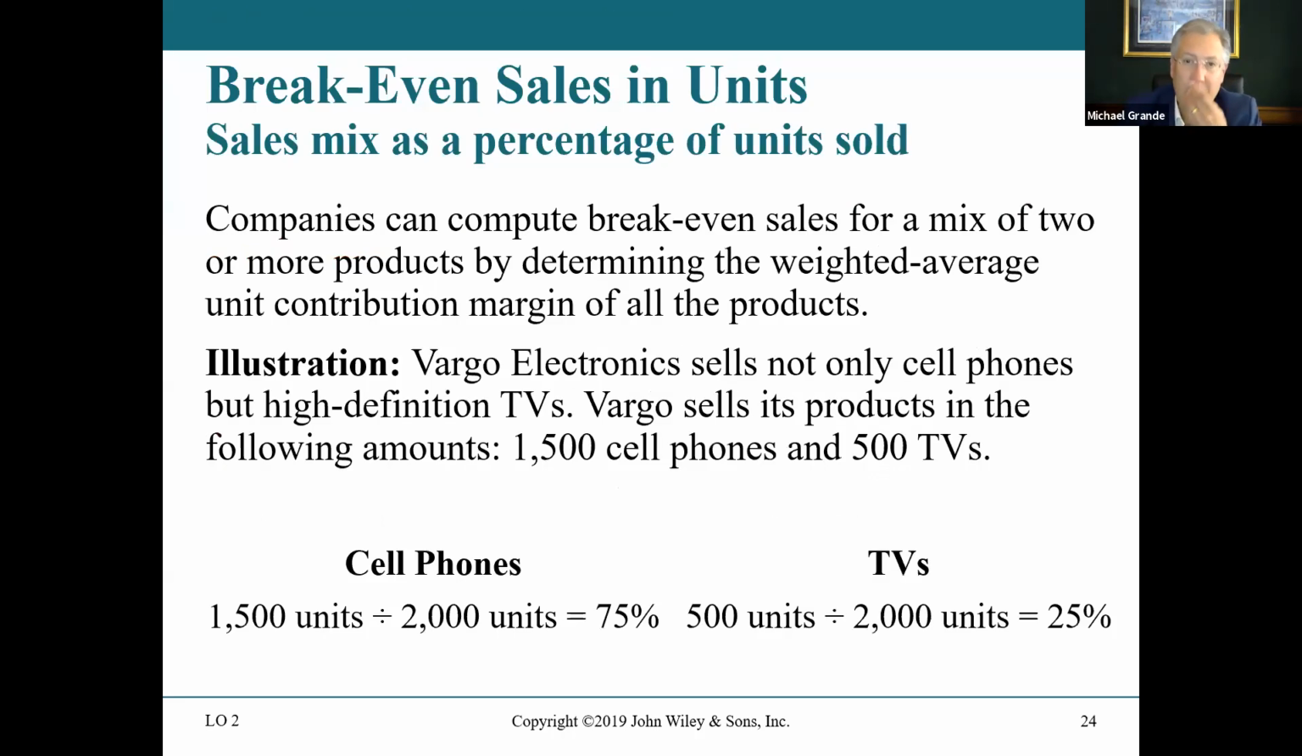For example, companies compute break-even sales for a mix of 2 or more products by determining the weighted average unit contribution margin of all the products. Vargo Electronics sells not only cell phones, but high-definition TVs. Vargo sells its products in the following amounts: 1,500 cell phones and 500 TVs. What's the sales mix? The cell phones, 75% of total sales, 1,500 divided by 2,000, and the TVs represent 25%, 500 units divided by 2,000 units.